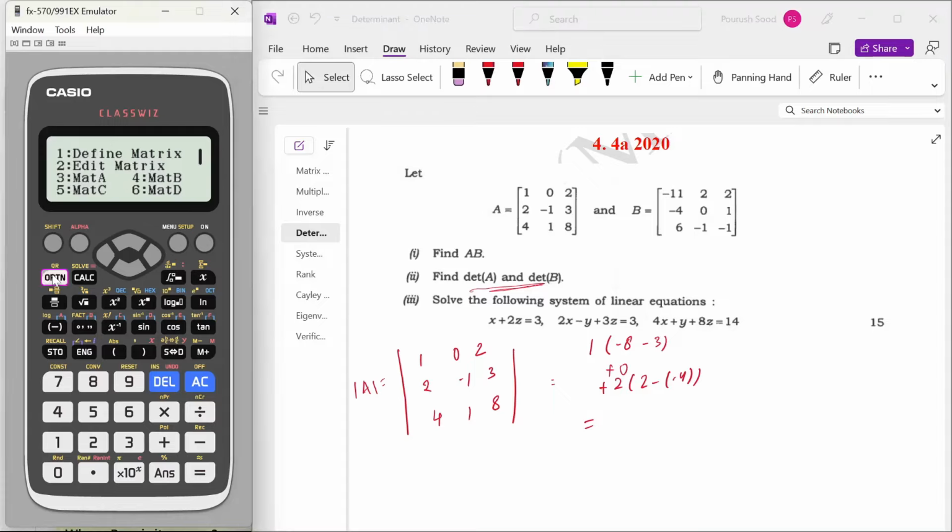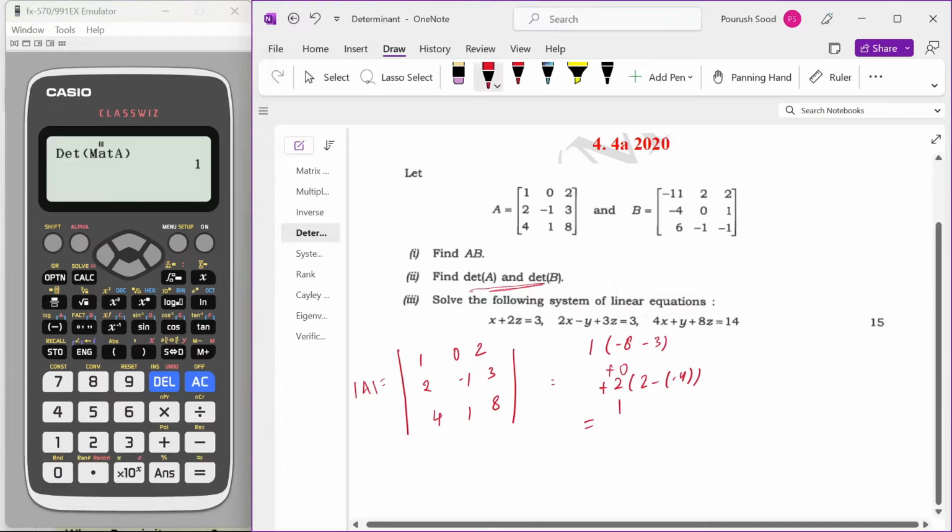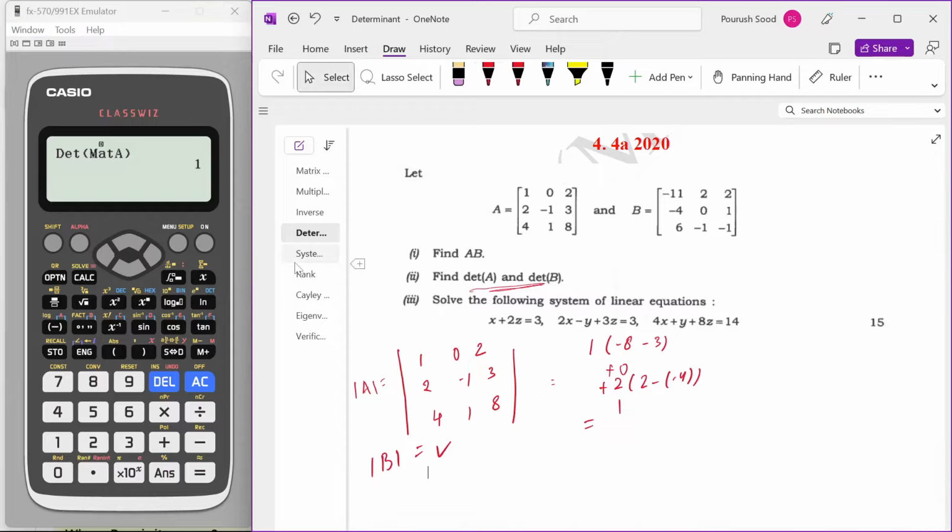Again, options, define matrix A, 3 by 3, because these things are very prone to making mistakes. So 0 2 2, minus 1 3 4, 1 8, matrix calc. Now if we come down, we'll find determinant. So determinant of matrix A, and then close the bracket, and you'll get determinant of A is 1. Similarly, determinant of B can also be found, right? So this is how we can find determinant.